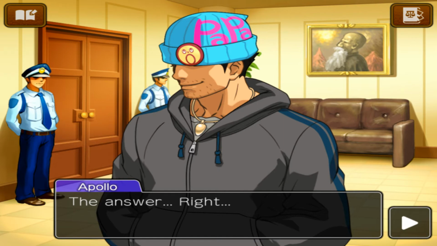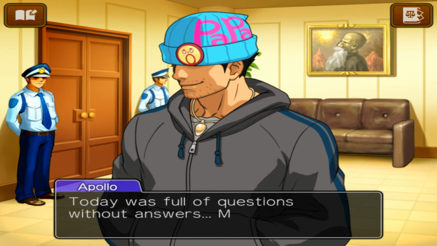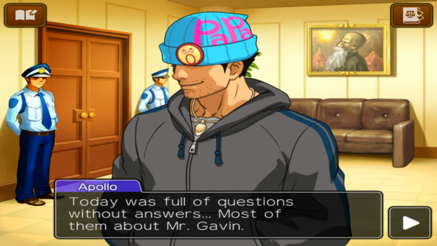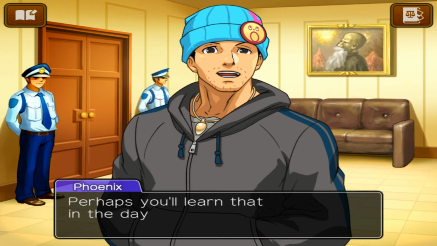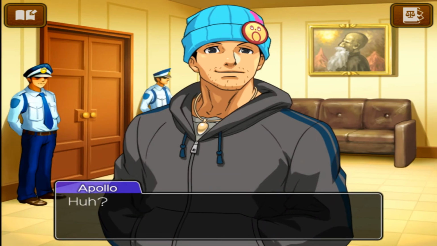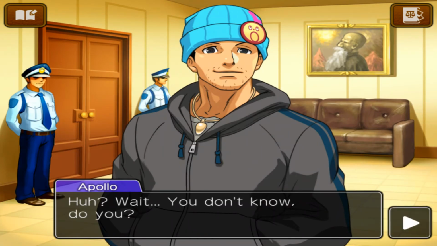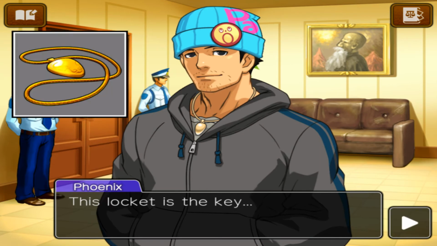The answer? Right. Today was full of questions without answers, most of them about Mr. Gavin. What possible reason could he have, or could he have had, to commit murder? Perhaps you'll learn that in the days to come. Huh? Wait, you don't know, do you? This locket is the key.